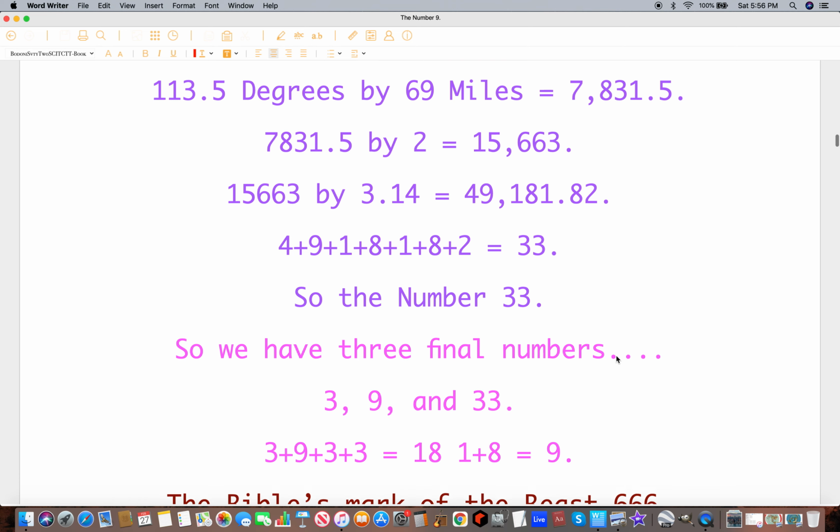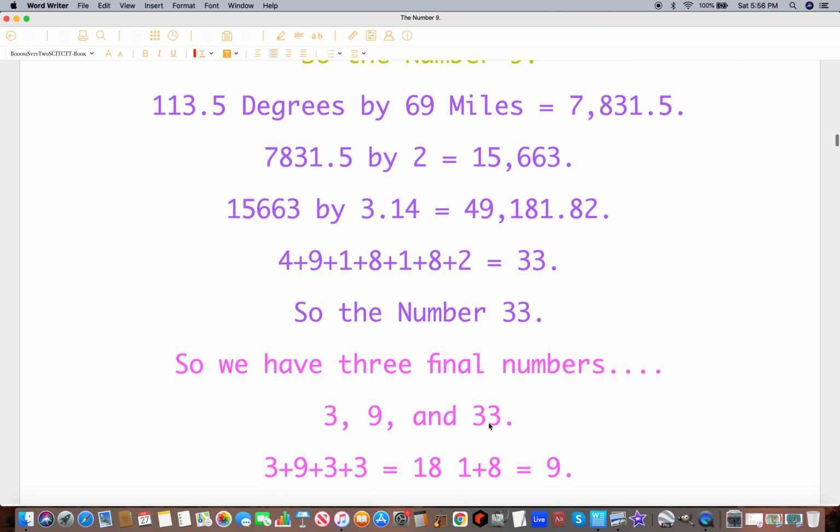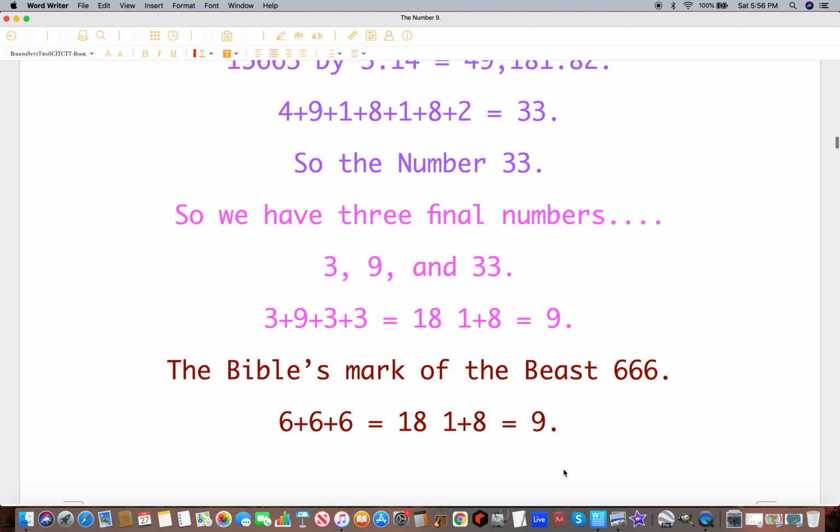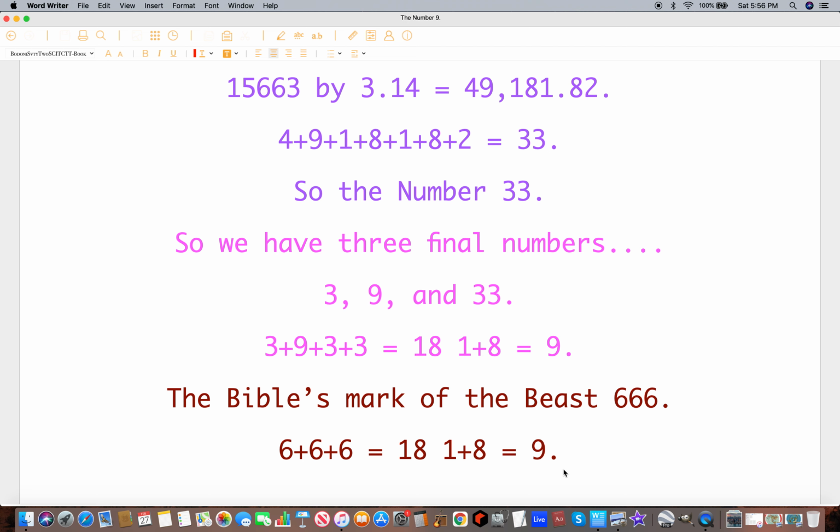So when we add these numbers together, we have 3, 9, and 33. So 3 plus 9 plus 3 plus 3 equals 18. Okay, 1 plus 8 equals 9. So they're all using the latitude and longitude grid as a flat world map. We end up back at 9. Okay, that's a bit strange. Okay, and we'll move on. The Bible's mark of the beast, 666, right? It adds to 18.